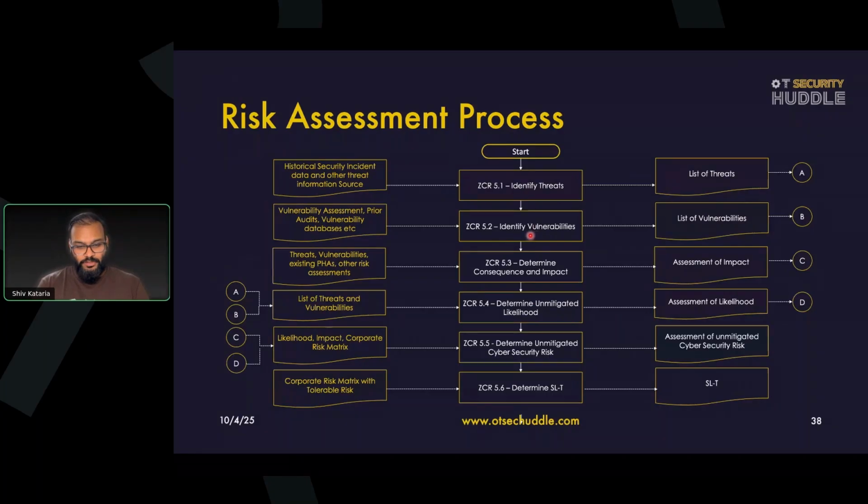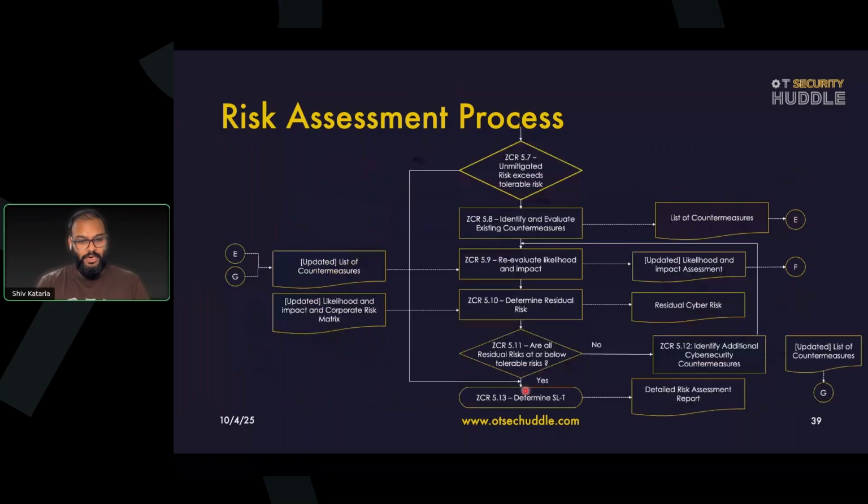So this is a detailed procedure. Start with identifying the threats. You create a list of threats. Then identify the vulnerabilities, have the list of vulnerabilities, then determine the specific consequence and impact on the impact scale, and the unmitigated likelihood without any security countermeasures. Then you determine the security level target at this point itself.